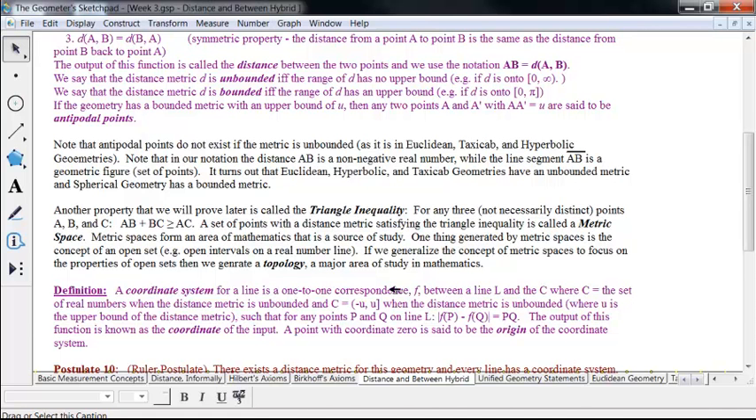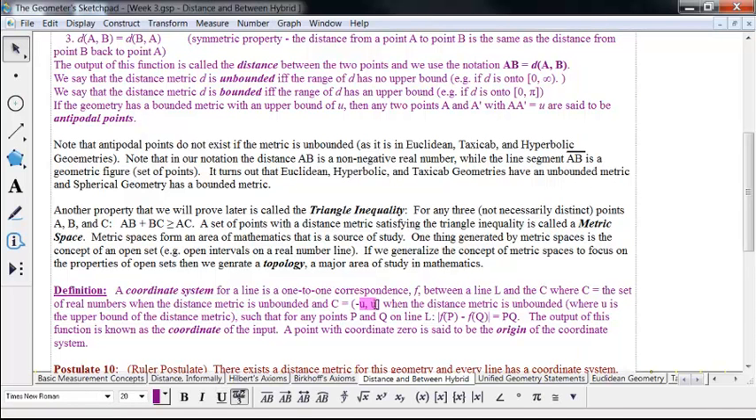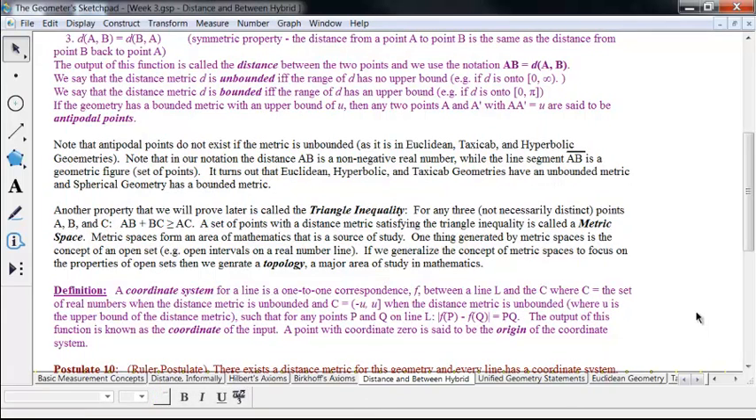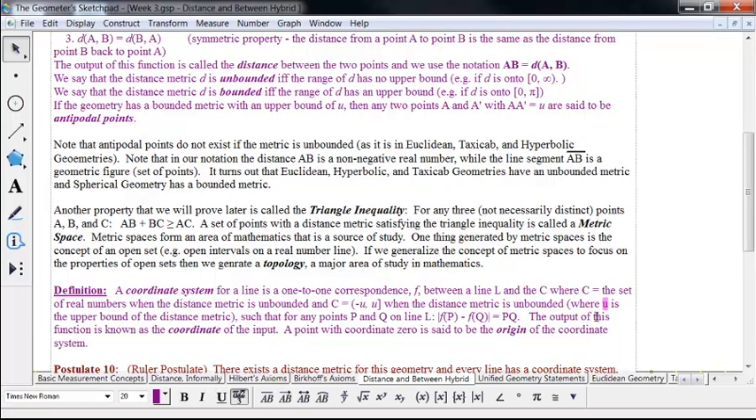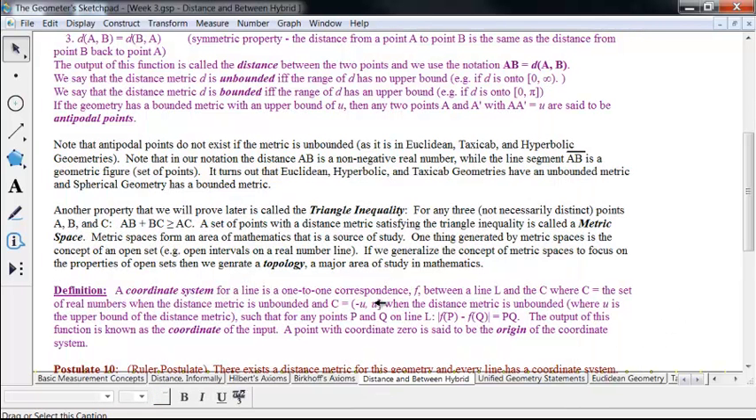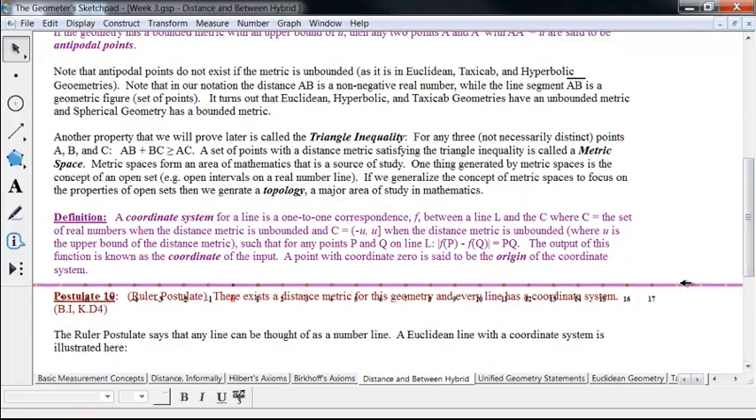On the other hand, if it's bounded and the distance metric only goes up to U, then we want to be able to define it in such a way that the range of this coordinate system just goes from minus U to U, including U but not minus U. And we want to do it in such a way that if you take the coordinates of two points and subtract them, you get the distance between them. The output of this function is known as the coordinate of the input. A point with coordinate 0 is said to be the origin of the coordinate system. This definitely works for the infinite situation.